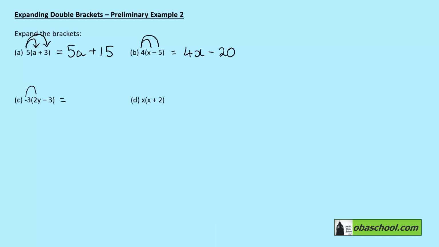Here I've got a negative 3 times 2y. Well, negative 3 times 2 is negative 6, so that's going to be negative 6y. And then a negative 3 times a negative 3 is a positive 9. And then finally here, we've got x times x, which is x squared, and then x times a positive 2, which is plus 2x.